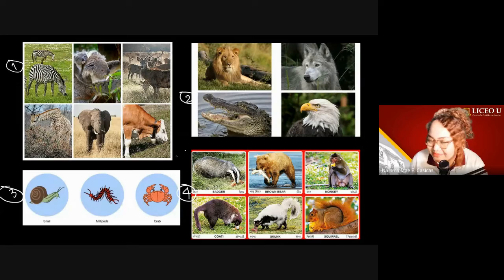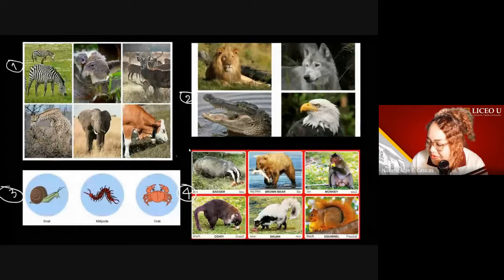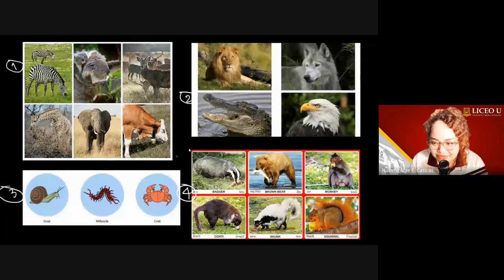And how about the animals in picture number three? We have the snails, the millipedes, and the crabs. What do you call them? Detritivores. Is it detritivores? I may be wrong. Sorry, detritivores. It's very hard to pronounce. I always shorten it, and I don't know why.